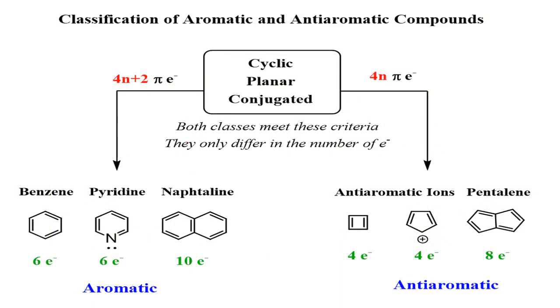And here you can see the classification. What are the aromatic, what are the anti-aromatic. If it contains 4n pi electrons, it is anti-aromatic. If it contains 4n plus 2 pi electrons, it is aromatic.